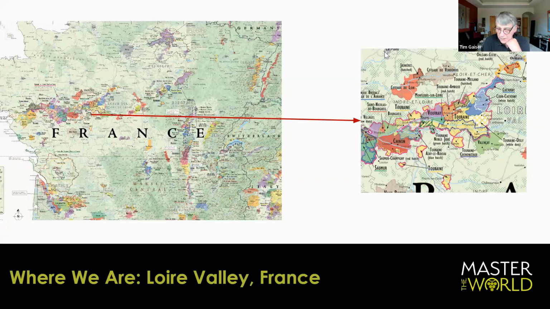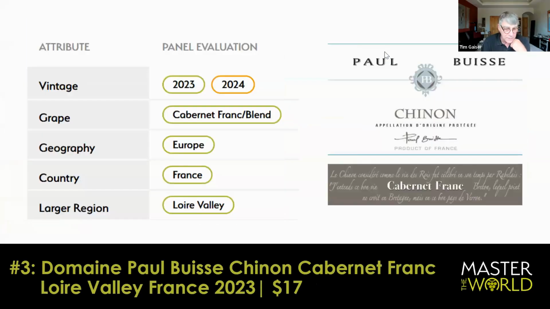The producer is Buisse, Paul Buisse. And again, this estate has been around for over 100 years now. 100% Cabernet Franc from Chinon. And I think the Lanier family has owned this estate now for over 50 years. So they make the wine.